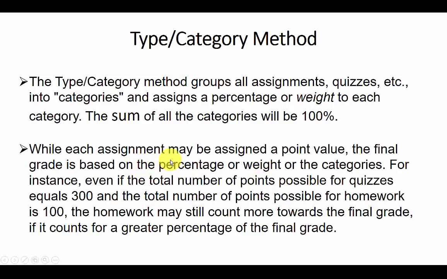While each assignment might be assigned a point value, it really doesn't matter if it's 20 possible points or 50 possible points, the final grade is going to be based on the percentage or weight for the categories. For instance, even if the total number of points for quizzes equals 300 and the total number of points for, say, homework is 100, the homework could still count more towards the final grade if it counts for a greater percentage of the final grade.